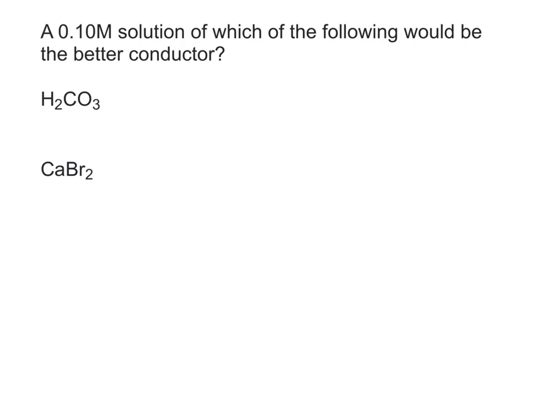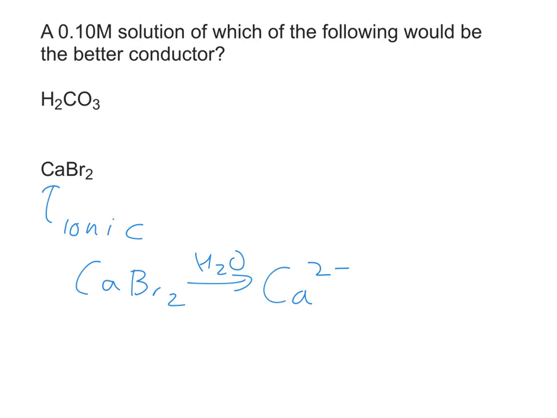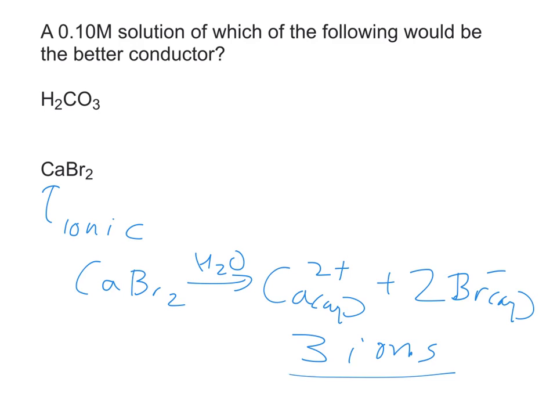A 0.1 molar solution of which of the following would be a better conductor? Let's deal with a simple one first. Calcium bromide is an ionic compound, and since it's an ionic compound, we know that in the presence of water, it's going to break up. And remember, don't invent polyatomic ions. It's going to form 3 ions, right? It's going to produce 3 particles for every 1 particle of calcium bromide we put in.